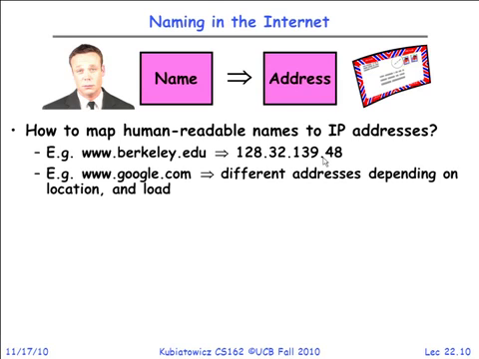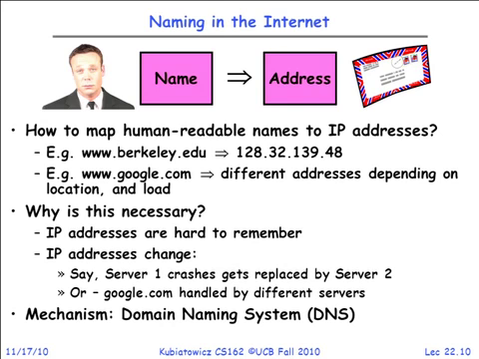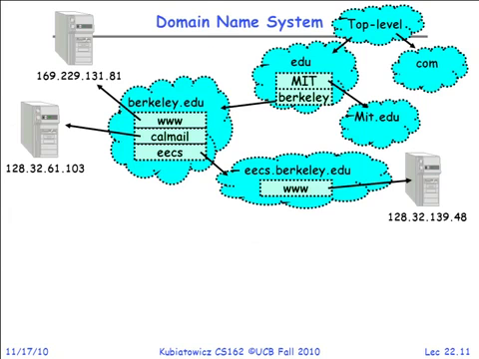So the mechanism for naming, we mentioned in the file system, was directories, right? And you traverse the directory. In the IP system, it's called the domain name system, DNS. Okay? And what is DNS? Well, DNS is, not surprisingly, a hierarchical system for turning names into IP addresses.